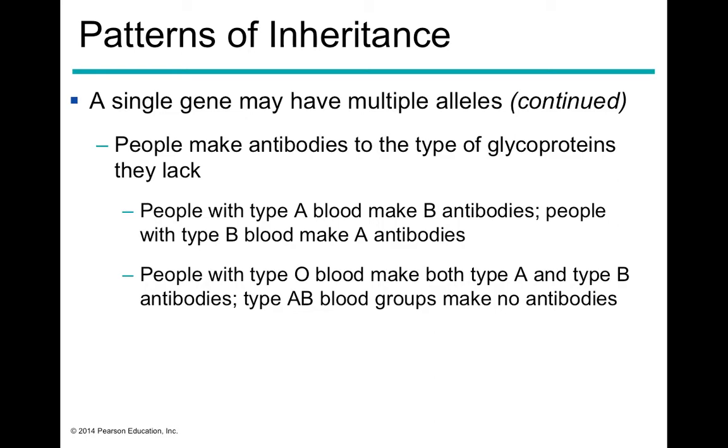Now, in addition to this, it gets a little more complicated because we were just talking about the glycoproteins on the surface of the blood cells, but in your bloodstream, you make antibodies against the glycoproteins that you lack, so the glycoproteins that you don't have. So if you have type A blood, you won't make type A antibodies, but you will make type B antibodies, and if you have type B blood, you'll make A antibodies. And if you have O blood, you make antibodies to both type A and type B, but if you have type AB blood, you don't make any antibodies at all.